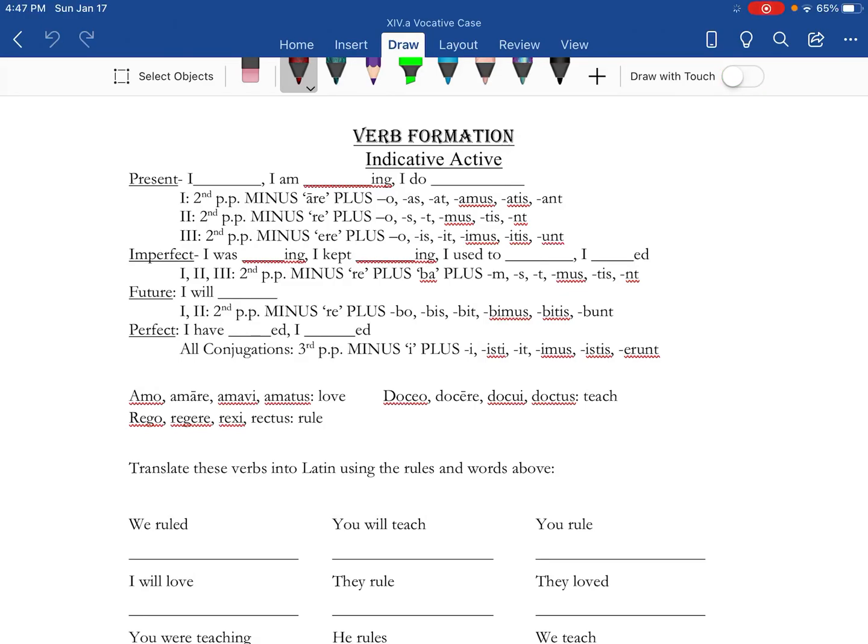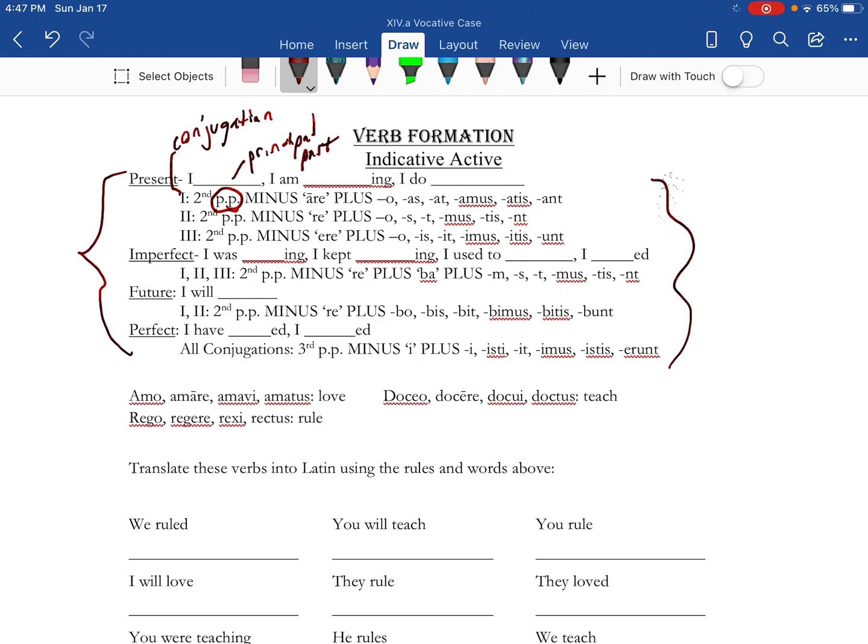All right, we're working on the second part of lesson 14 with the vocative case. This section we're going to be focusing on verb formation. Now we've got these four tenses with which we're working. These Roman numerals refer to the conjugation. This refers to the principal part. And then you have all of these rules that go along with everything.